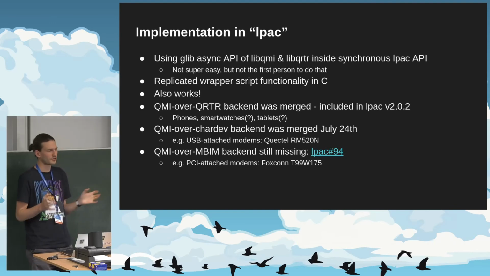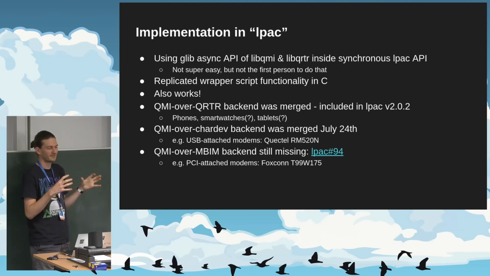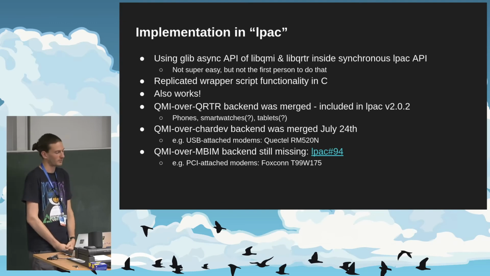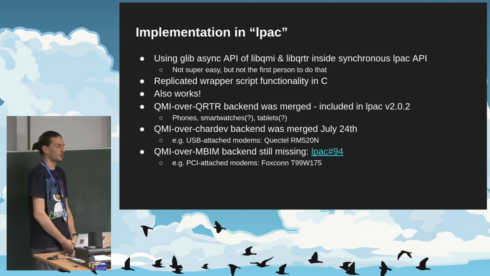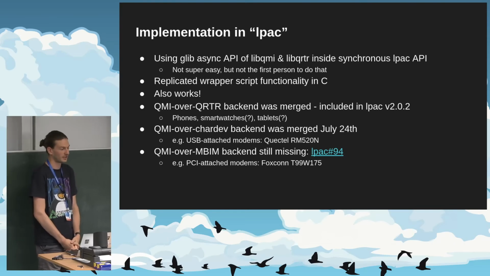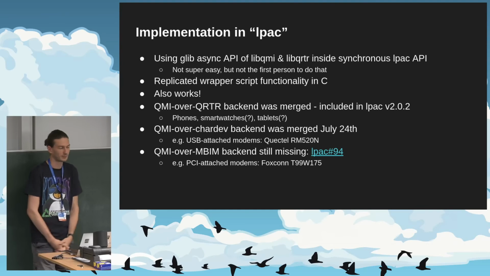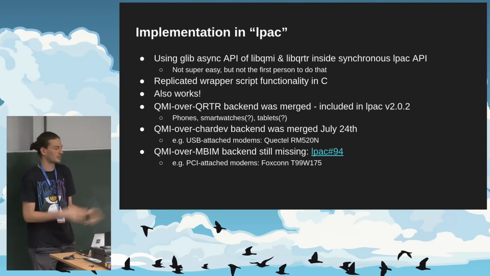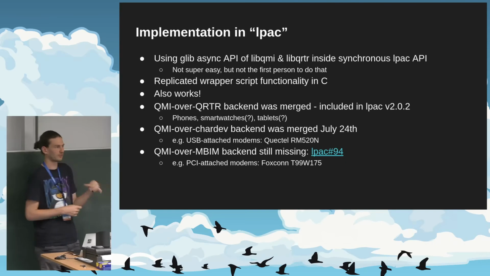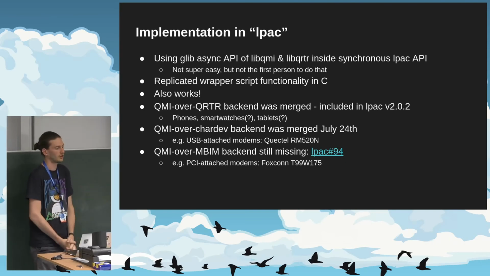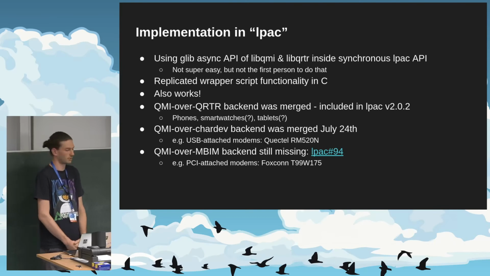But fortunately, I wasn't the first person in the world to try to push this async API into a synchronous context. It took me a while because there are a few different approaches that you can take, and it didn't work the first time. But after a while, I could get that to work, and it wasn't hanging anymore. Then I just implemented the same functionality that I had in the wrapper script, doing the 3 calls over libqmi directly in C code, and that also started working.